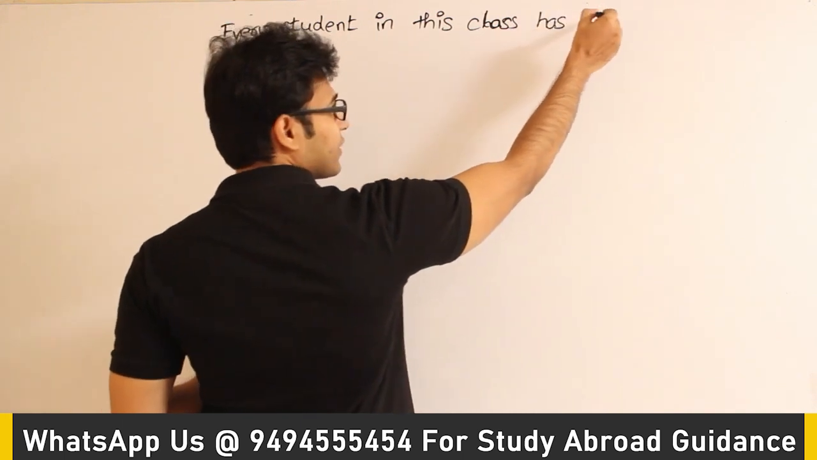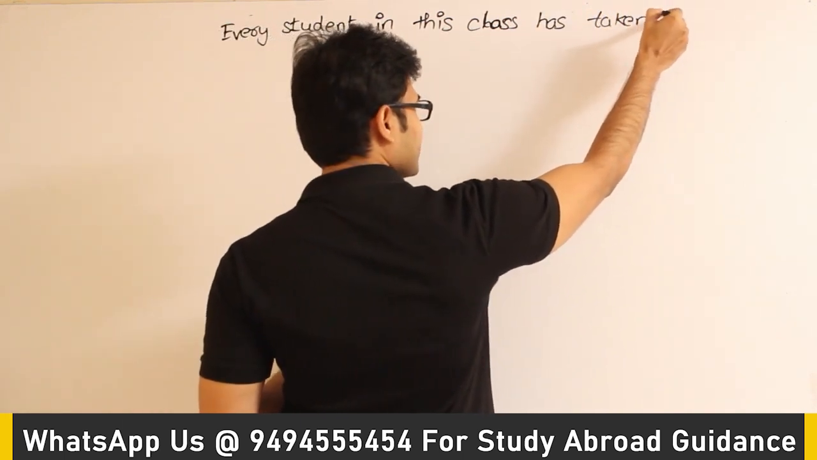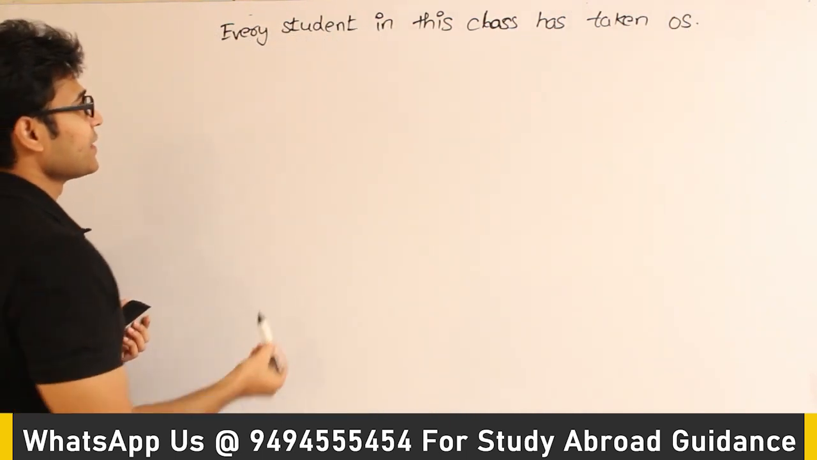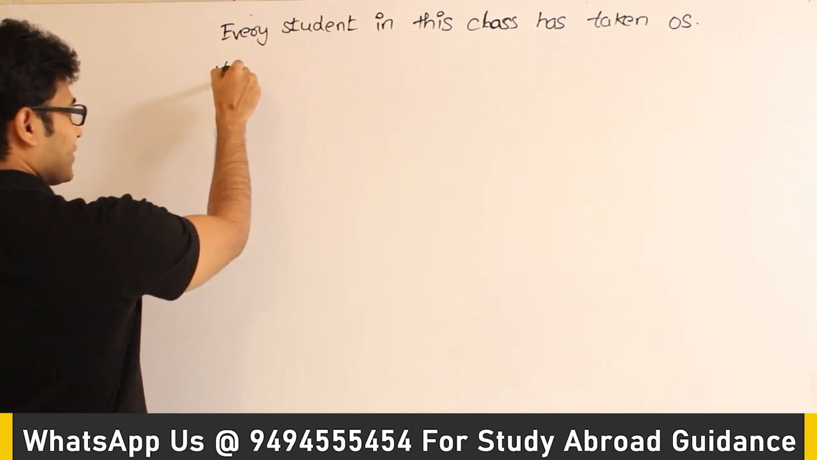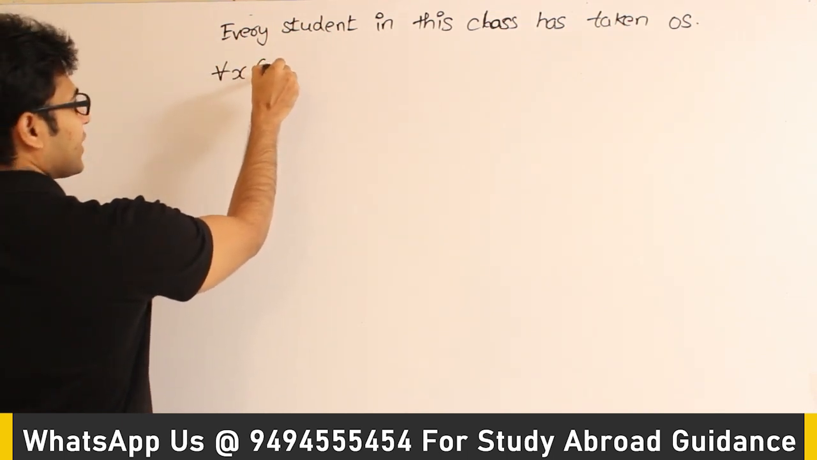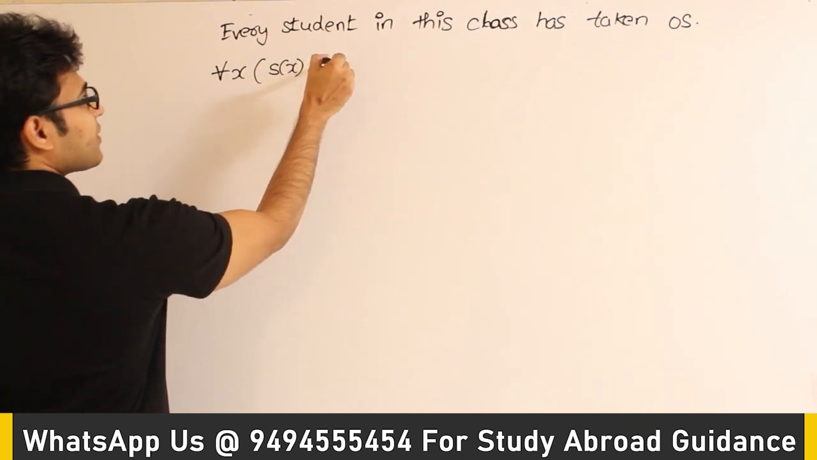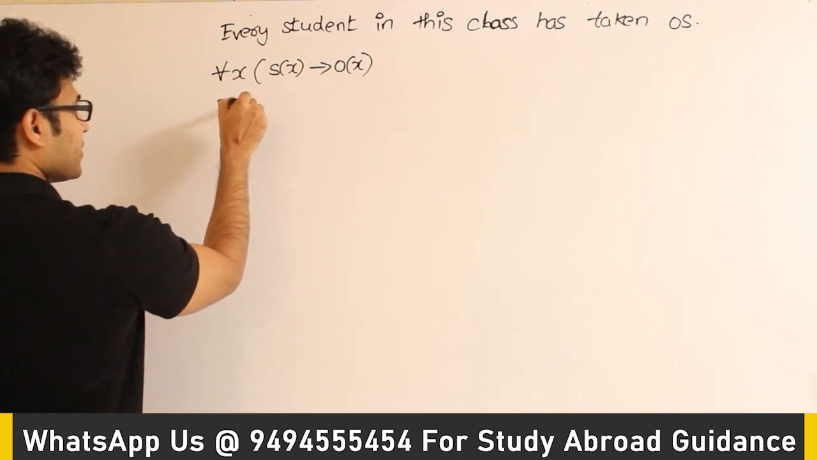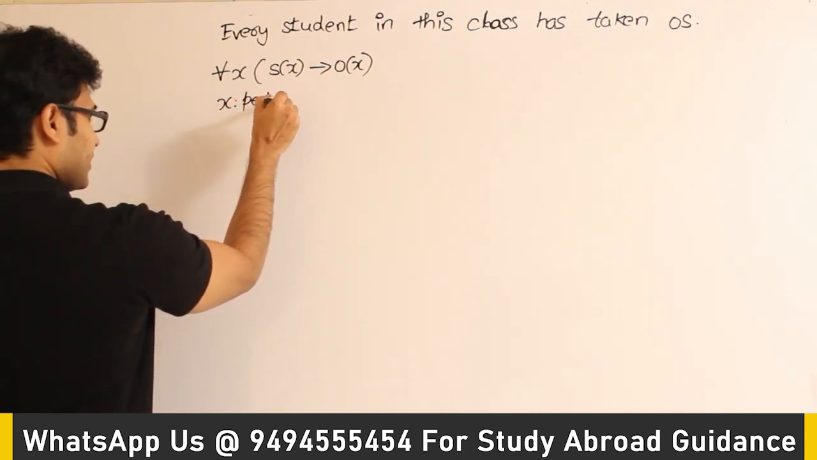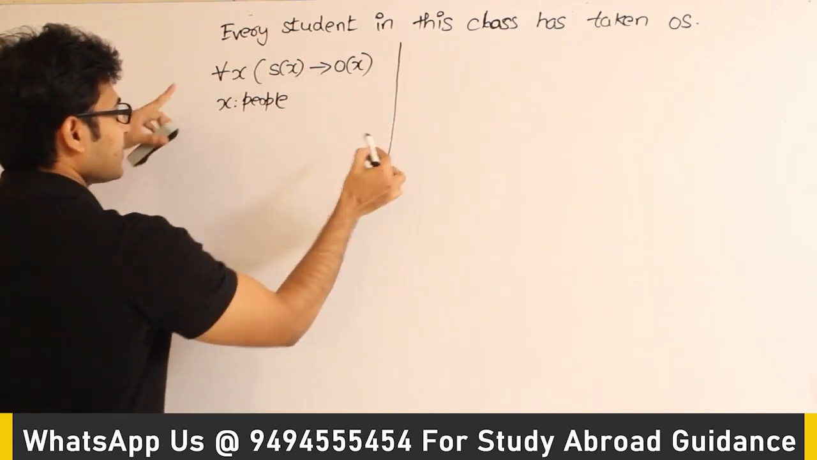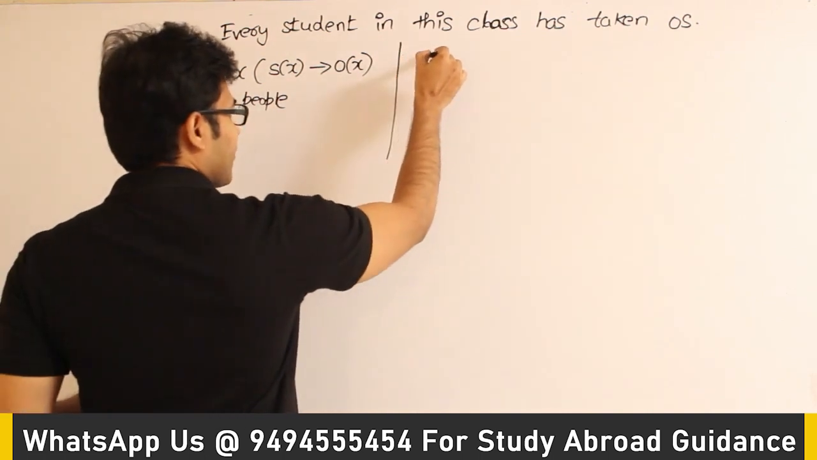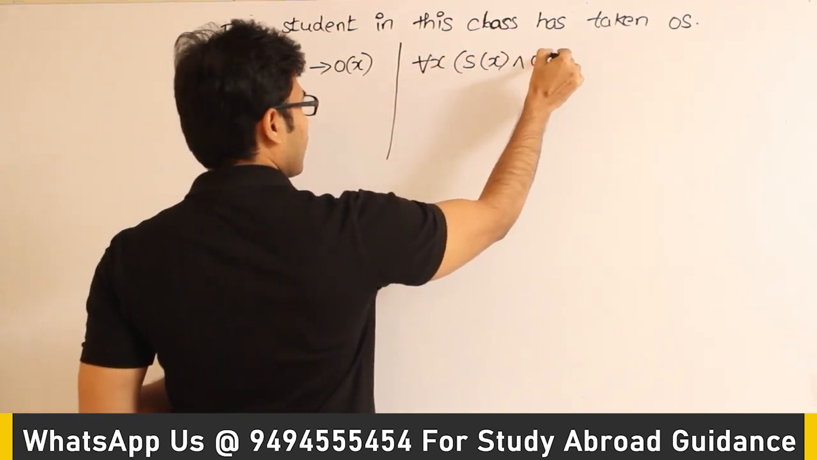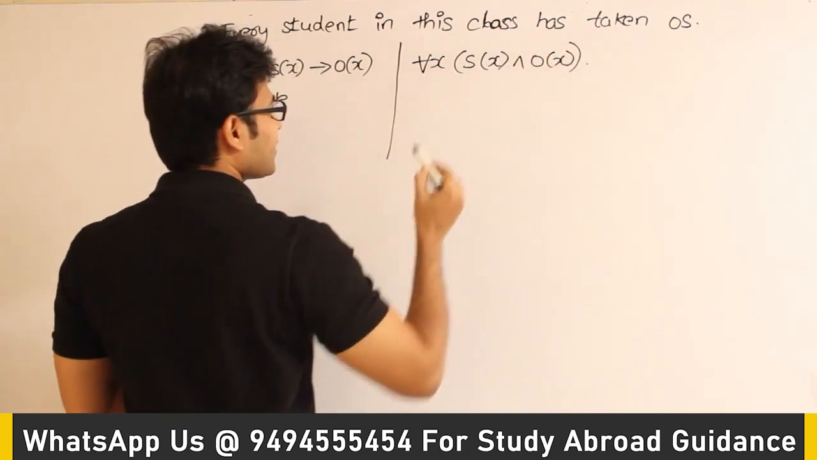So one example, from the previous two videos, was: every student in this class has taken OS. For this example I told you that the right answer is: for all x, s of x implies O of x, where x is the set of all people in the world. And for all x, s of x and O of x, I told you that this is not the right one.